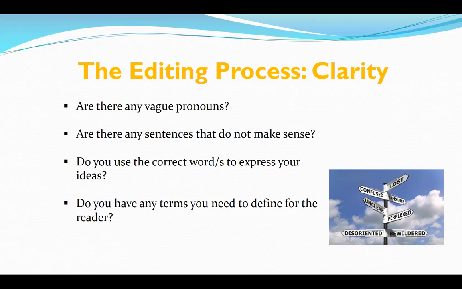And finally, do you have any terms you need to define for the reader? So if you're talking about global climate change, you might want to actually define what that means. When you're talking about greenhouse gases and fossil fuels, some people might not actually know what those terms mean, so you might need to define that for the reader. So always put yourself in the place of the reader and say, okay, what is clear, what is not clear, what do I need to make specific and bring out so the reader understands what it is I'm trying to get across.